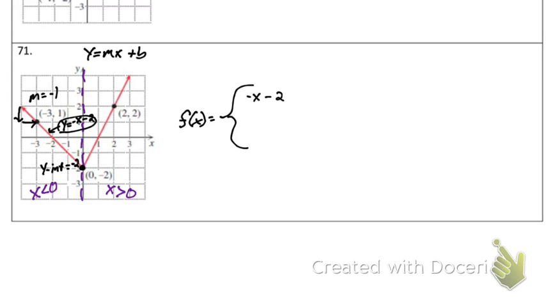Now I just have to say where it occurs. And I'm going to say where x is less than 0. Here's the thing. I can actually use less than, or I can use less than or equal to, because there is a closed dot here. So if I said x is less than or equal to 0 here, my next one would be where x is greater than 0. Or I could flip the equal signs.